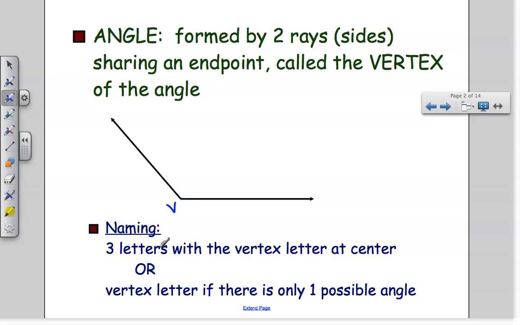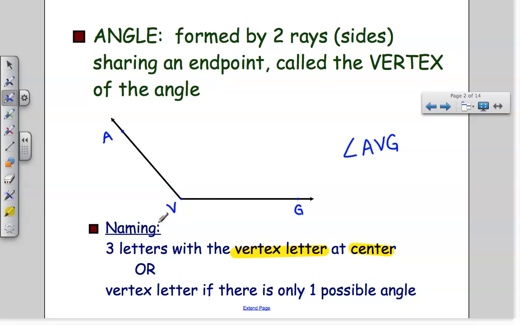To name an angle, you can always name an angle with three letters. The vertex letter has to be at the center whenever you name with three letters. The vertex letter, again, is the most important part of that angle, so the vertex has to be at the center, which means in this case I need to put a point out on each side of the angle, on each ray. So let's put point A there and point G here. So I can name this angle with three letters, and you just use a mini angle as the symbol. So this is angle AVG.